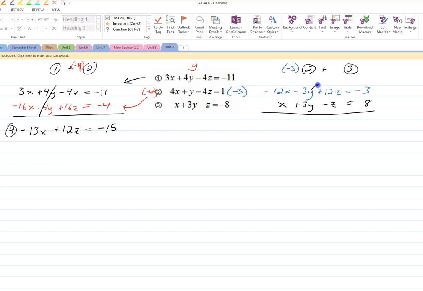Now we can add them up. The y's go away. I get negative 11x plus 12z, not 12, 11z equals negative 11. And this will be our equation 5. So I'm just going to rewrite them so I can look at them and decide what I'm going to get rid of.